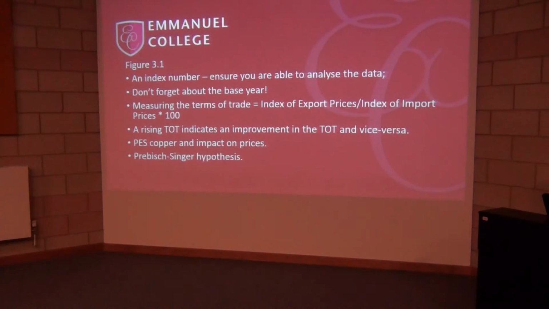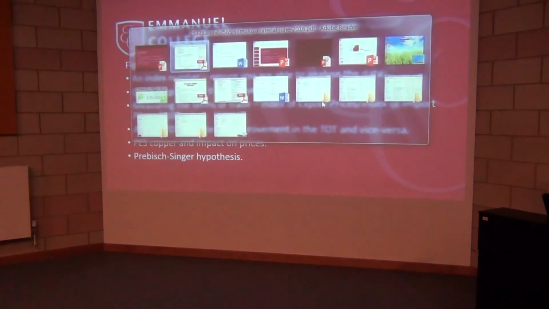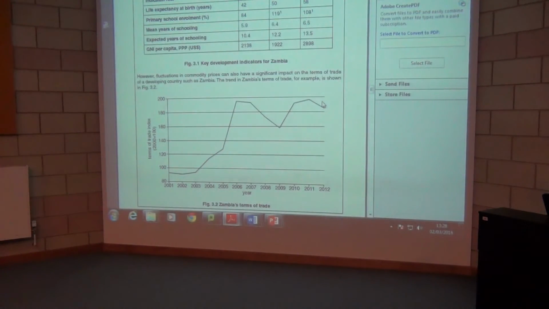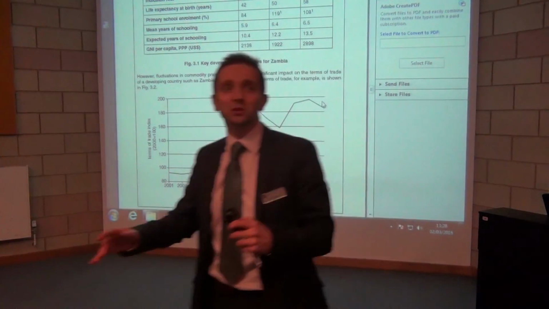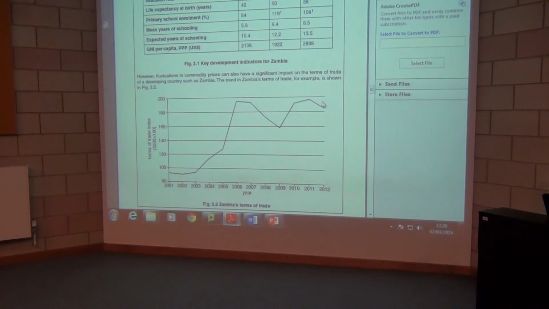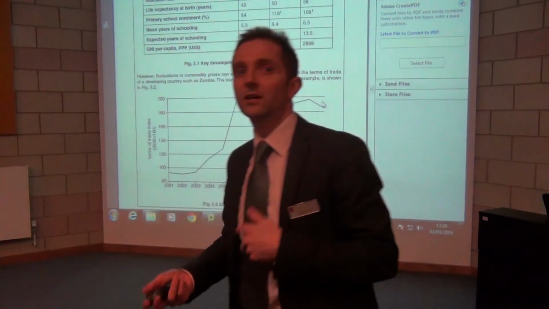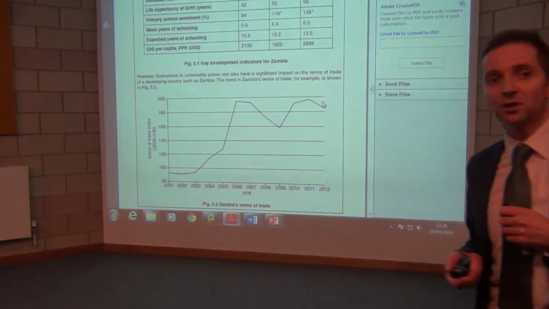And so, the data set that you have in front of you, this one here, the general trend is upwards, basically. And so what this is telling you is that for every export that Zambia sells, they can now bring in more imports because they're able to sell their exports for greater revenue. There's more money coming in to Zambia, and hence that's an improvement in their terms of trade.